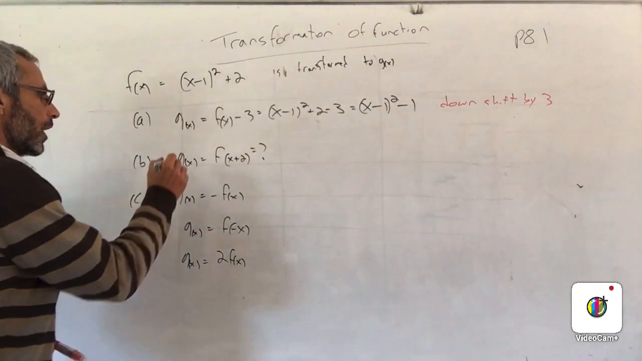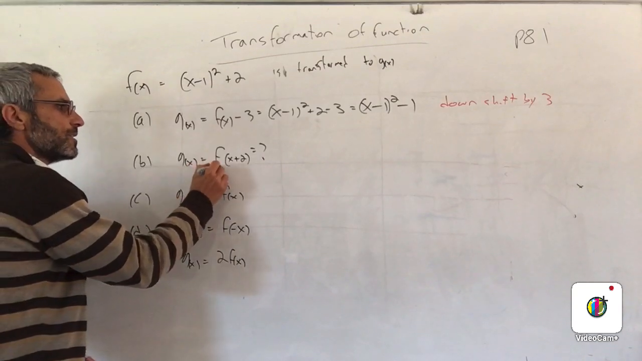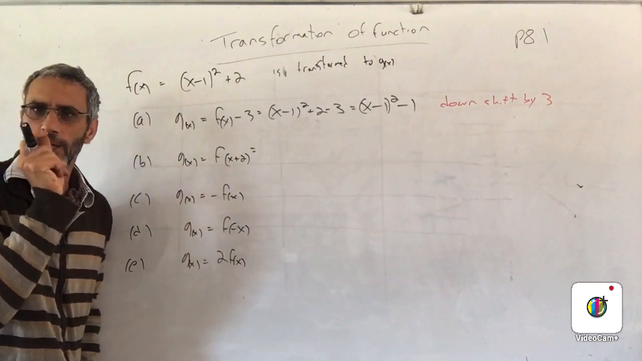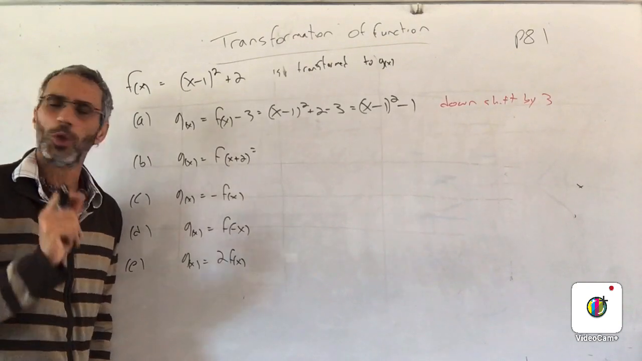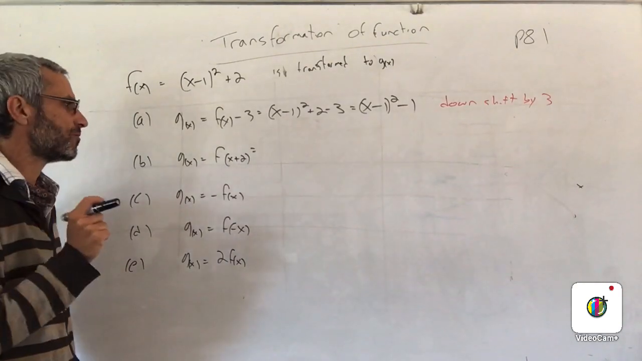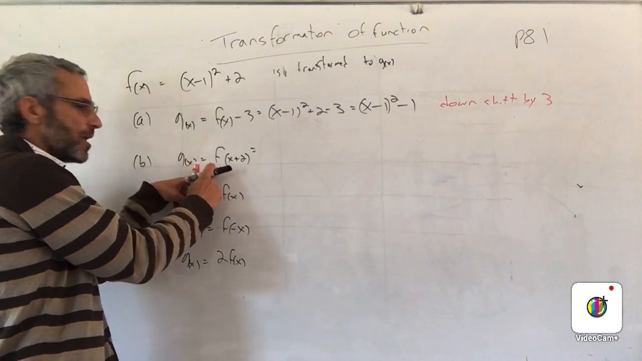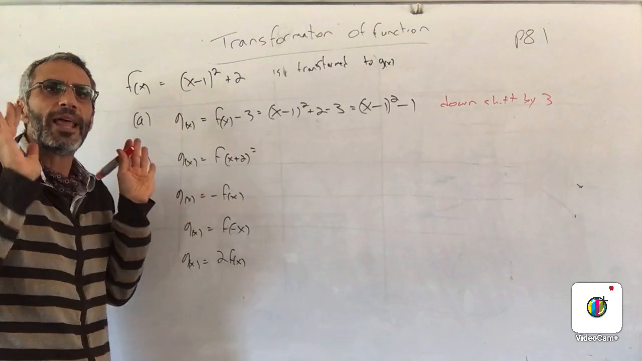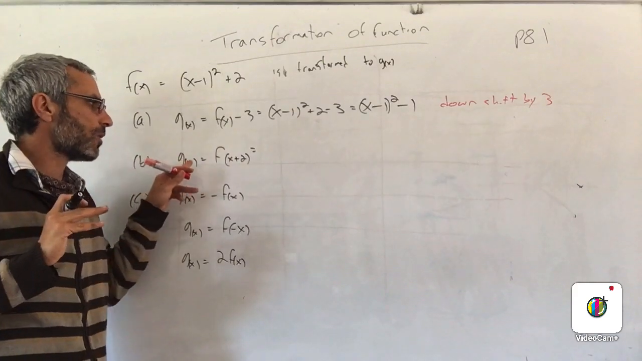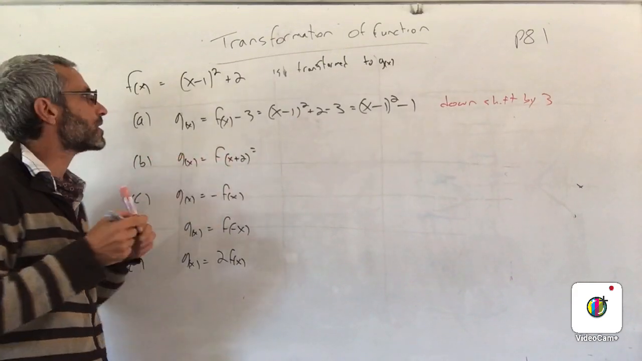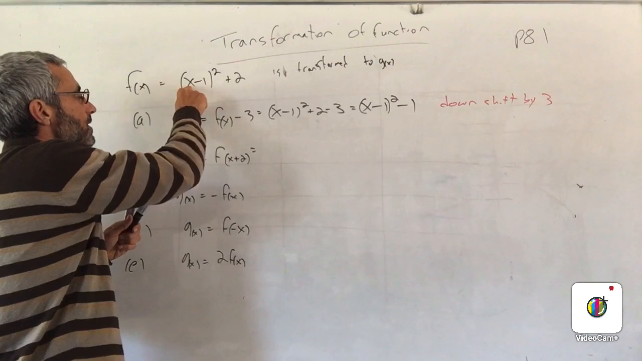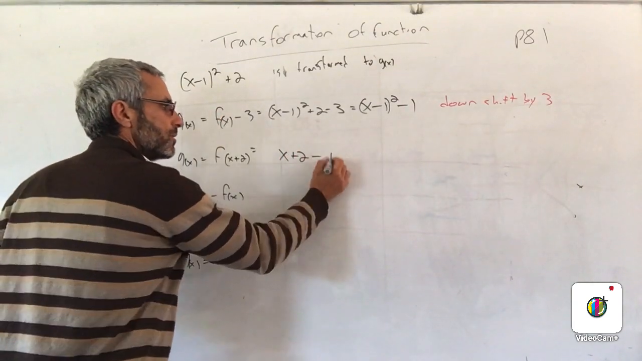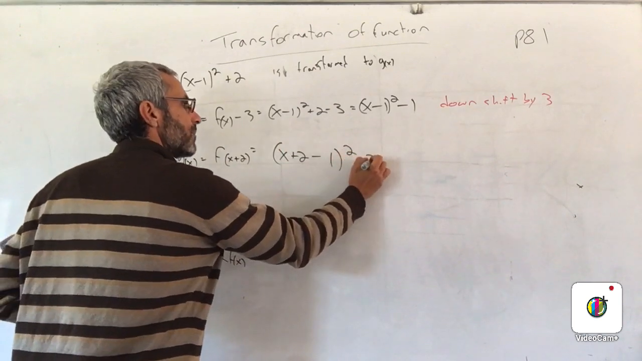Moving on. G of x is equal to f of x plus 2. You got to understand, because this is a little bit, not difficult, but it's new. We've never really done it before. Basically what this transformation tells you is, look, g is the same as f, but everywhere it says x, now what must we write? X plus 2. So I've got x minus 1, then I'm going to write x plus 2 minus 1, and I'm going to square it, and I'm going to add 2.